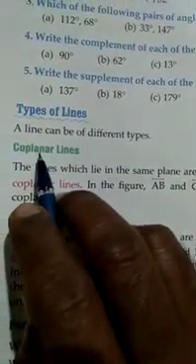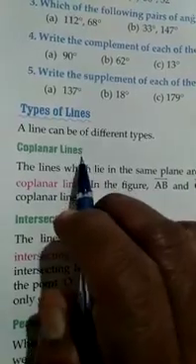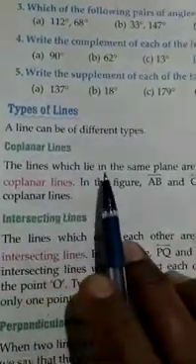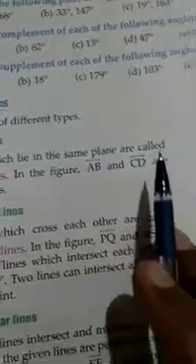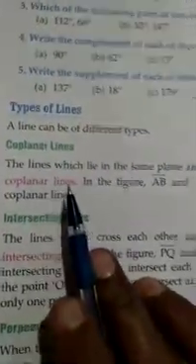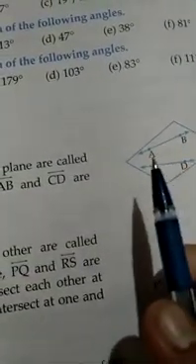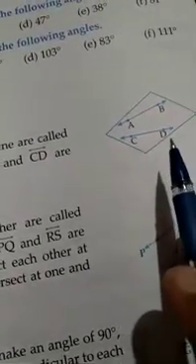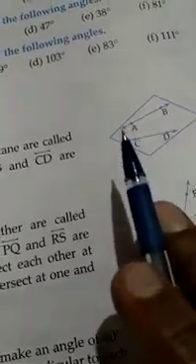First one is coplanar lines. What are coplanar lines? The lines which lie in the same plane are called coplanar lines. Like in this figure, this is a plane. In this, two lines are drawn, AB and CD. So in this figure, AB and CD are coplanar lines because both the lines are in the same plane.